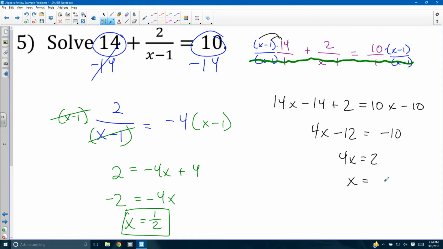Divide by 4, you get x equals 2/4, which is 1/2. So we still get the same solution either way. Still the same thing with extraneous solutions. No other extra solutions were found, so we're good.